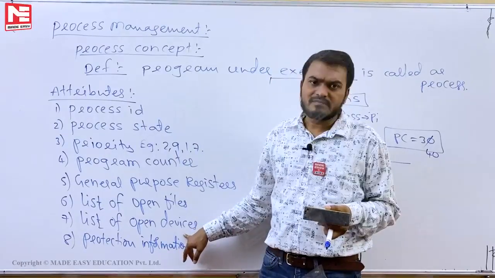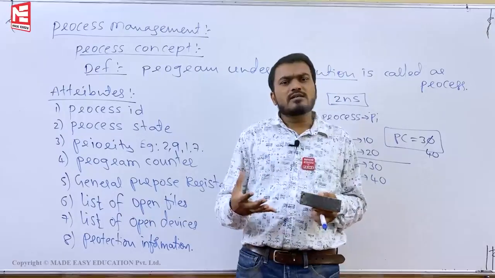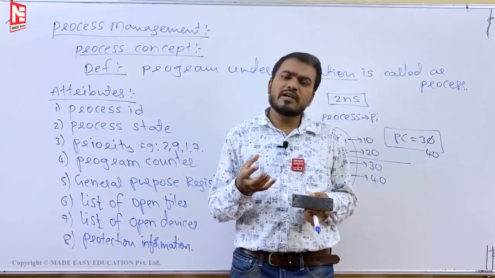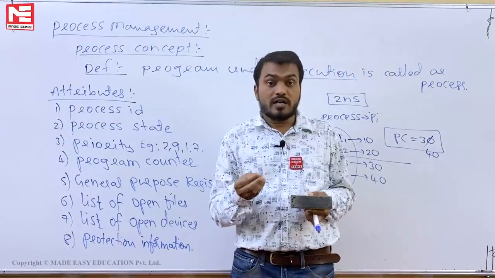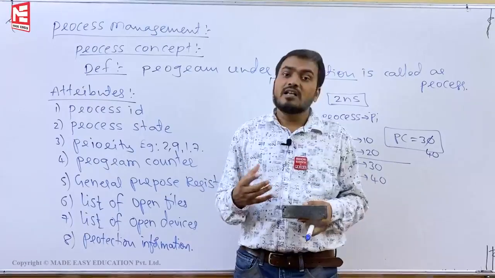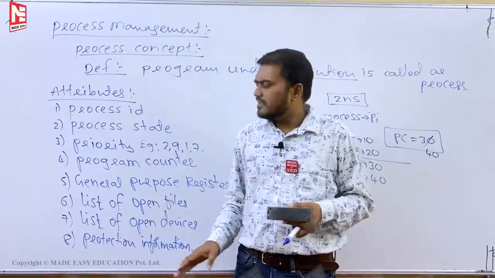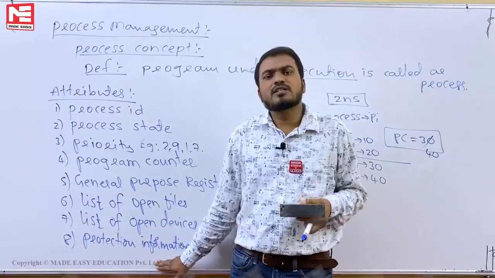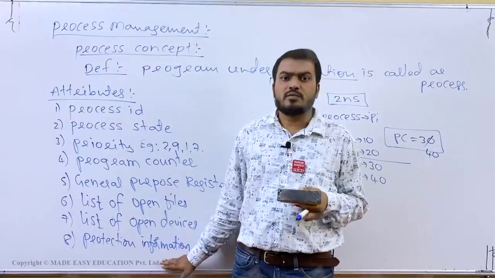attribute. And the next is protection information. Protection information means, obviously, for the protection purpose the operating system will provide some kind of attributes, some kind of algorithm internally, for the protection of the processes. If it is using any algorithm internally for the protection of the process, that related information, like encryption or decryption, will be maintained in the protection information attribute.